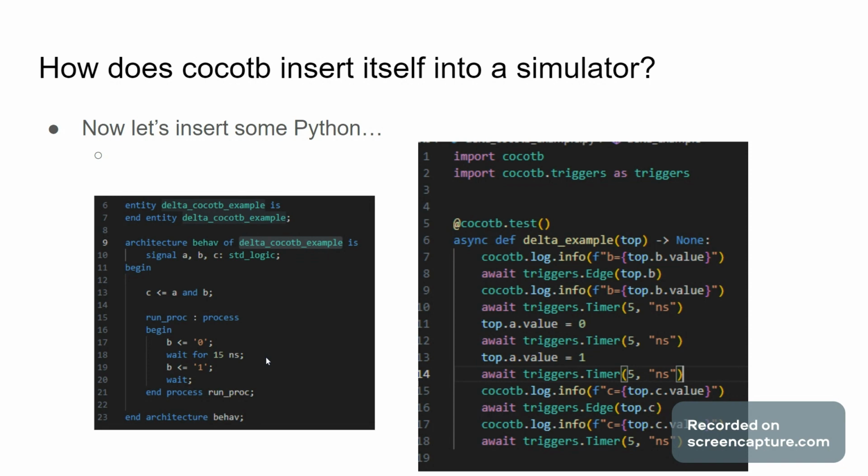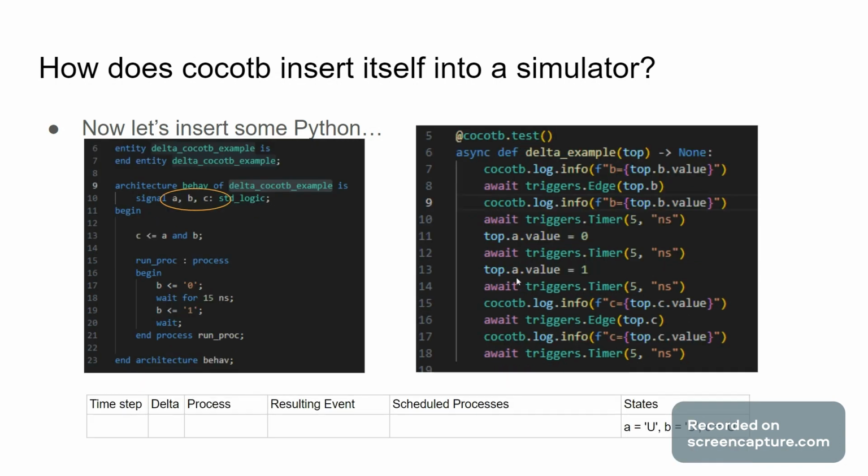Okay, so now we're going to go through another example, but this time we're going to incorporate the Python. So just like before, A, B, and C are uninitialized, so they're just going to begin with U. Cocotb, like I said, is basically another process, a process that doesn't have any input, so it actually runs first, even before the processes in your VHDL.